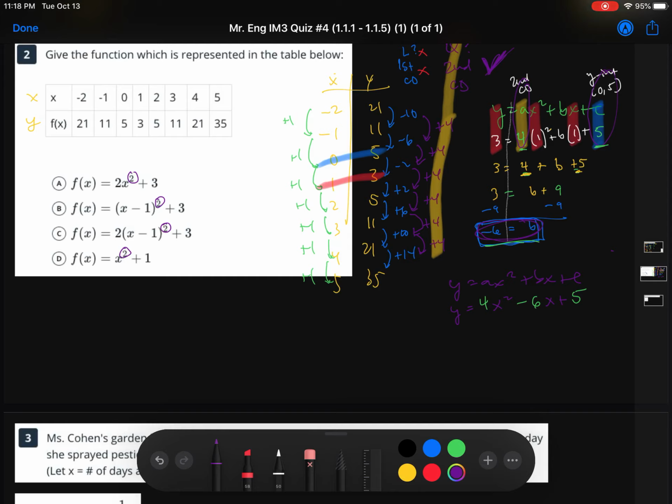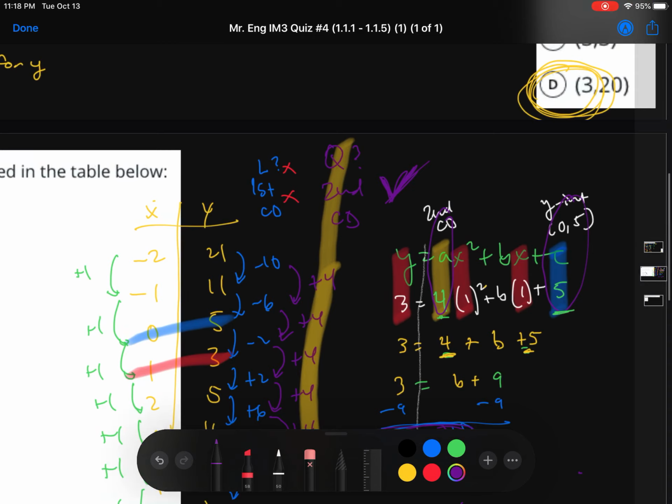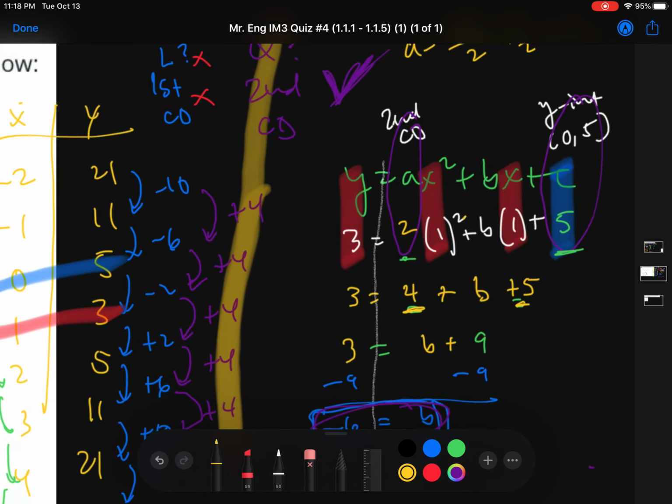oh, I know I did wrong. The a value is the common difference divided by 2. So if our common difference was 4, then the a value is 2. I made a mistake. Let's do that again. So let's just go back. A value is 2. What does that change?